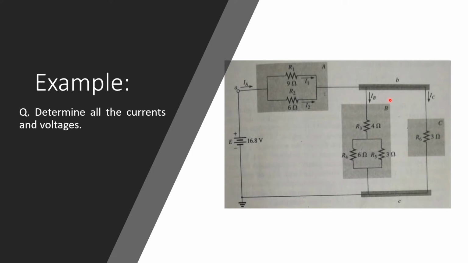We also have to find the value of I1, the current flowing through R1, and I2, the current flowing through the resistor R2. We have to find the voltages of these shaded regions. It means we have to find the values of VA, VB, the voltage of this shaded region, and VC, the voltage of this shaded region.